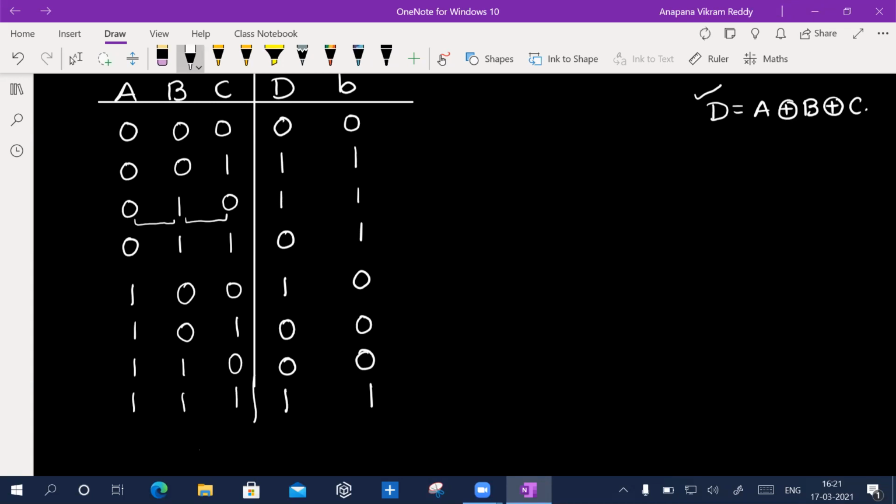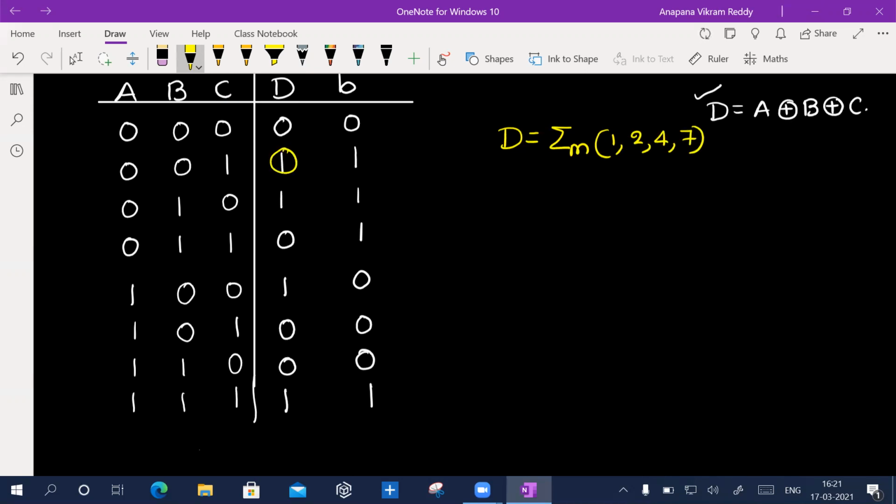Fine. Now let me remove all these things. Let me remove this one also. Okay, so now what I can see here is I can see my D like this, my difference output. D is equal to sum of minterms 1, 2, 4, 7. Agree?